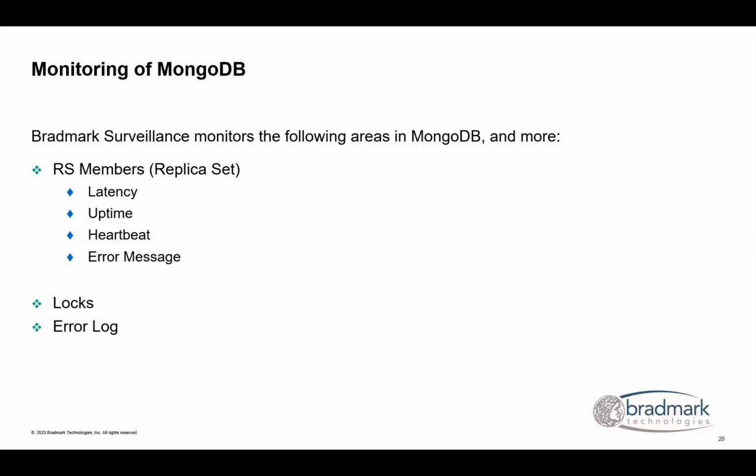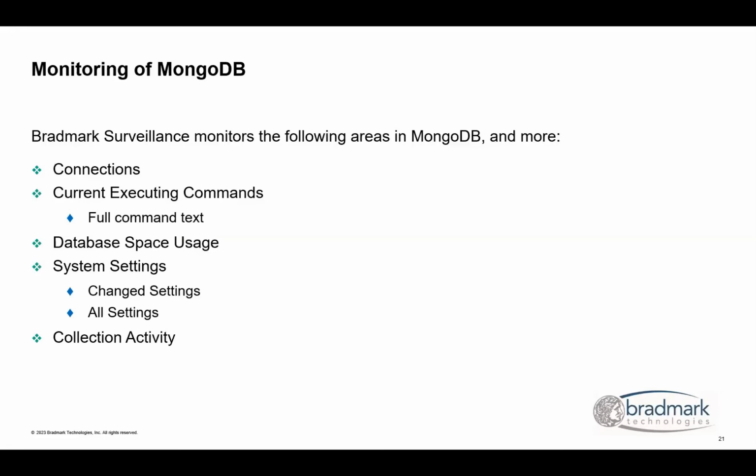We also have an area of monitoring for RS members, or replica set information. If you have a replica set set up, you can get information on the latency of the members and the uptime of the members. You can get various pieces of information on the heartbeat, like the heartbeat latency and other things, as well as the error message. If there is an error message, we show that conveniently in that window. And that window is something that you can see in real time, and of course you can flash back on that as well. We have information on locks, and of course we also mine the error log for any interesting information.